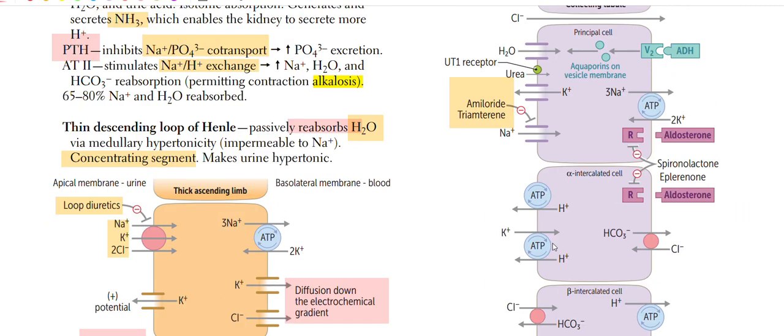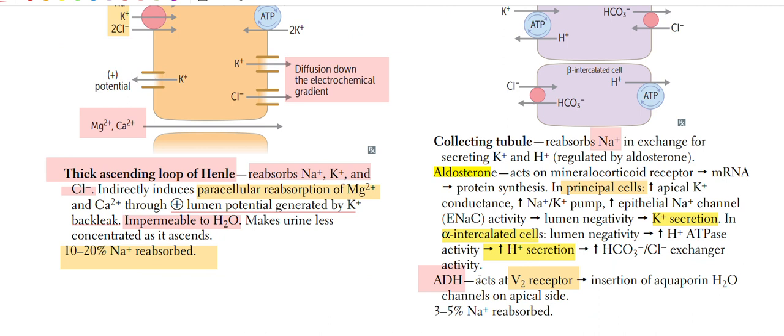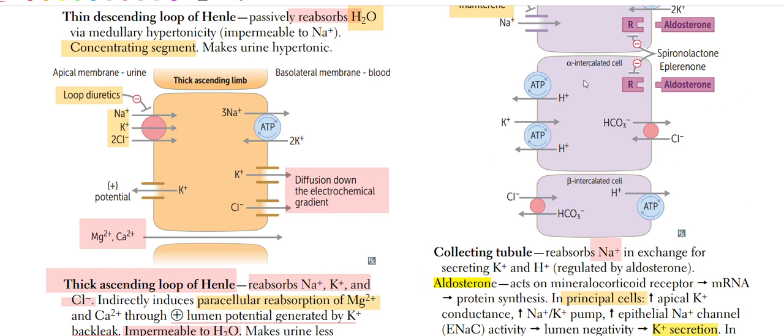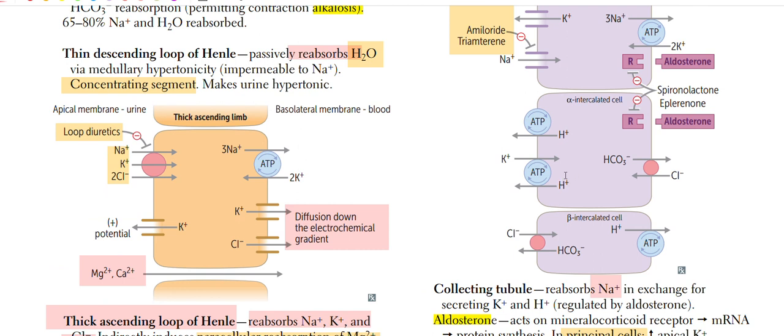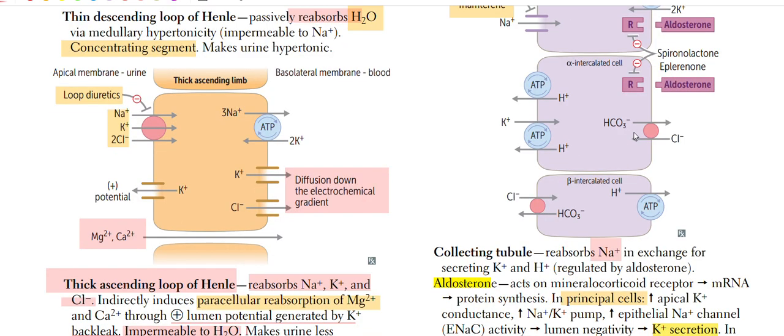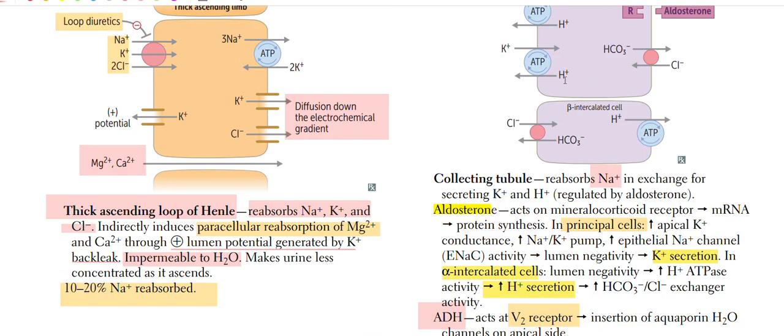In alpha intercalated cells, so you have to check alpha intercalated cells. In alpha intercalated cells, aldosterone increases the proton pump, which excretes proton. Okay, and increases proton chloride exchanger activity. So in alpha intercalated cells, aldosterone is increasing proton ATPase activity and increasing proton excretion, and increasing bicarb chloride channel activity because we are losing a lot of proton and bicarb is reabsorbed and exchanged with the chloride. Acid is being lost, bicarb is being reabsorbed.